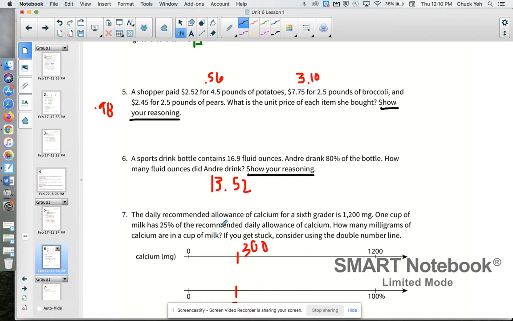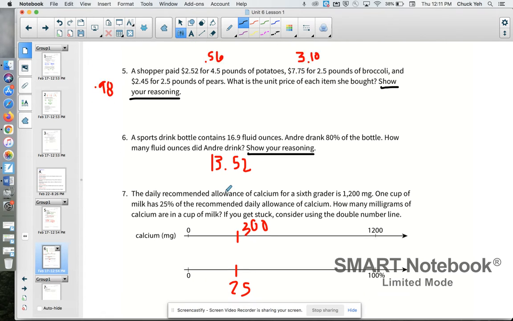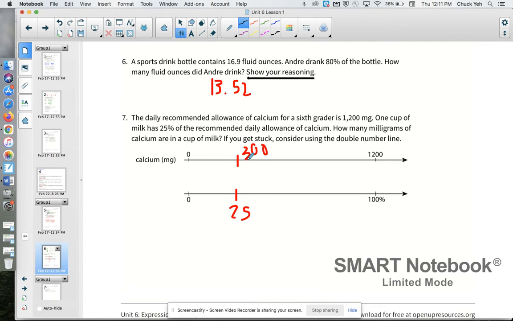And then on 6 and 7, 13.52, it would have been good if you drew a table. And then number 7, if you drew a table, I mean, you don't even have to draw a table. The double number line is done for you. 25 times 1,200 divided by 100 is 300. All right, so that's the homework.